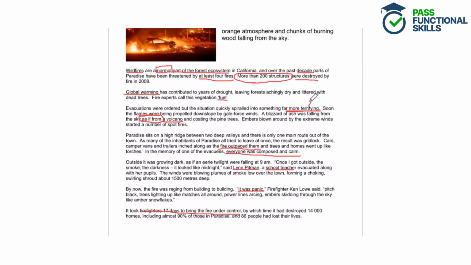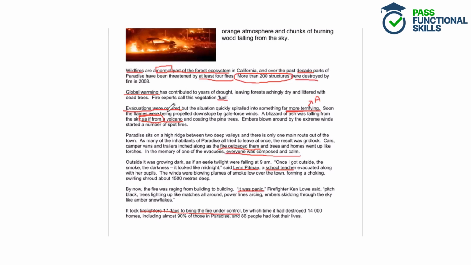Terrifying is an adjective, so that means that we can agree with that or we can disagree with it. But we can't disagree with the fact that evacuations were ordered. That's what makes it a fact. We can't disagree.